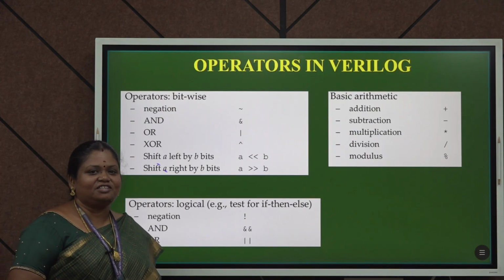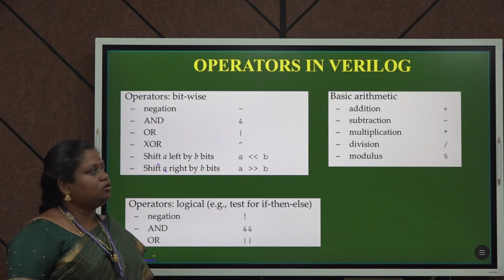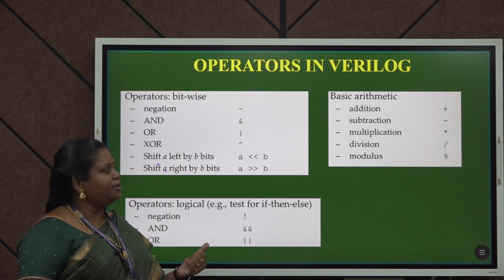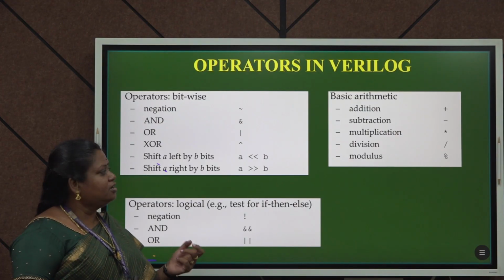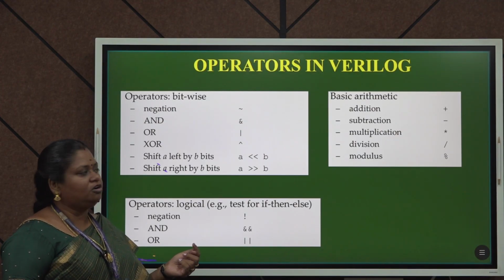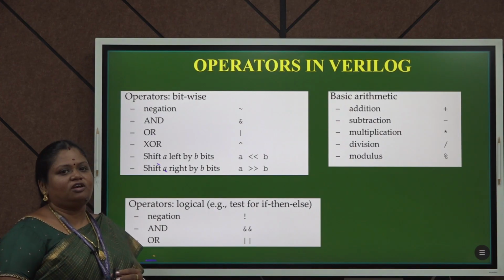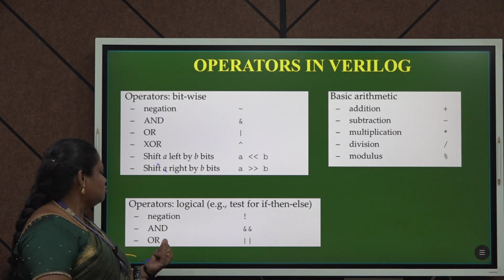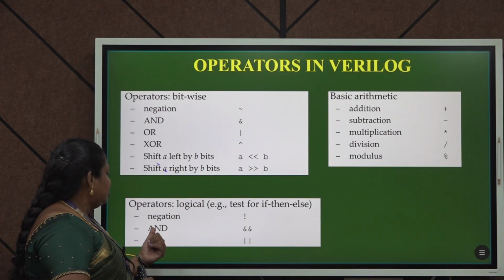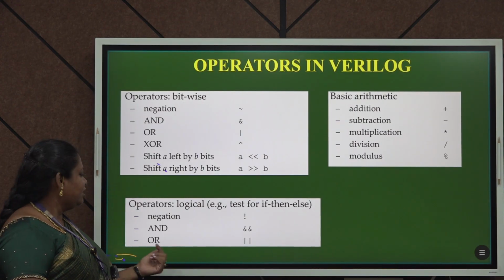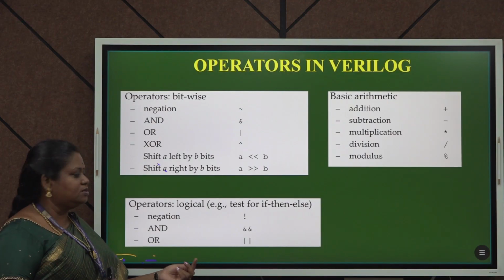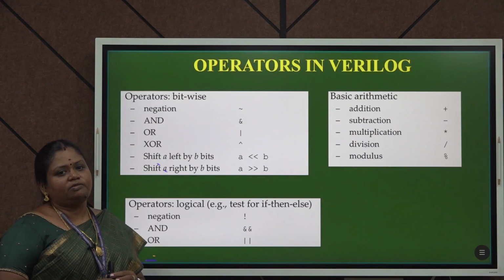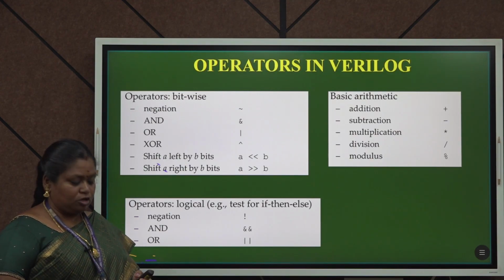There are basic arithmetic operators present in Verilog code. One is addition, which is the plus symbol, subtraction is the minus symbol, multiplication is asterisk, division is slash, and modulus is percentage. Next is the logical operator. Wherever we do if-then-else conditions, we also use these operators. Negation is the exclamation mark, AND is double ampersand, and OR is double straight line. So, these are the different types of operators present in Verilog code.